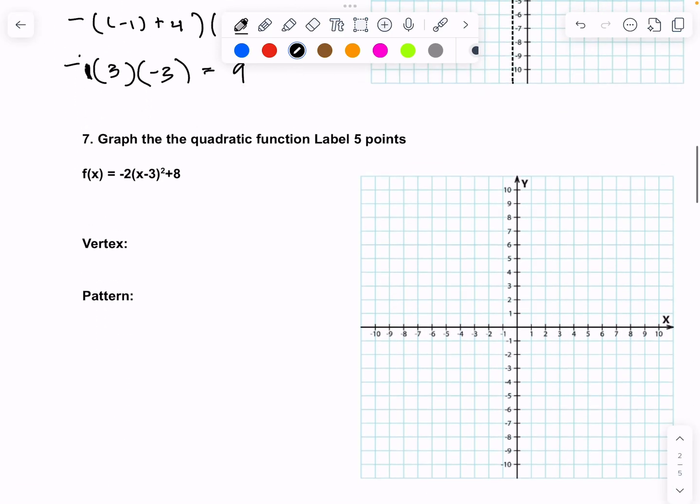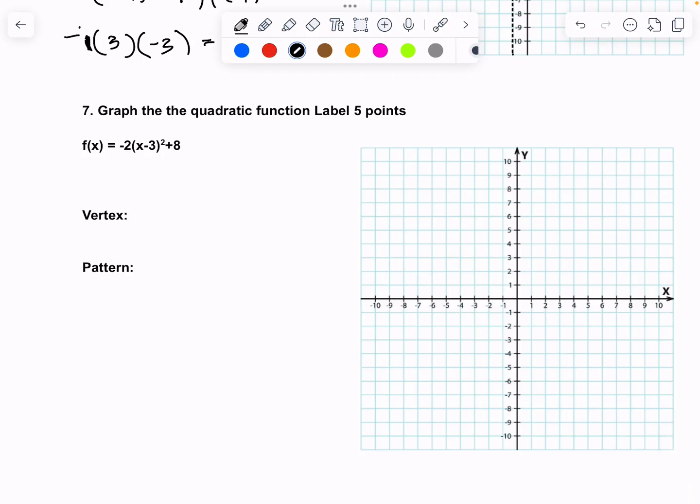All right, this one's in vertex form, so there's only two steps of vertex form. Number one, identify the vertex. Remember that I changed the inside, so it's negative, so I make it positive. And the y value, I don't change the outside, so that's 3, 8. Okay, so my vertex is 3, 8. 3, 8's right here.